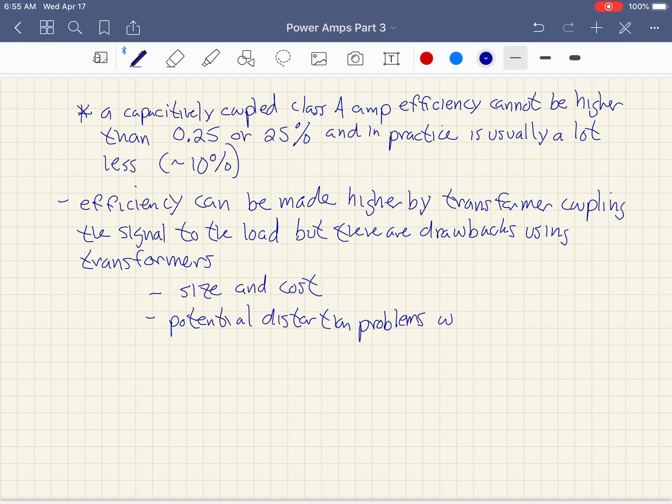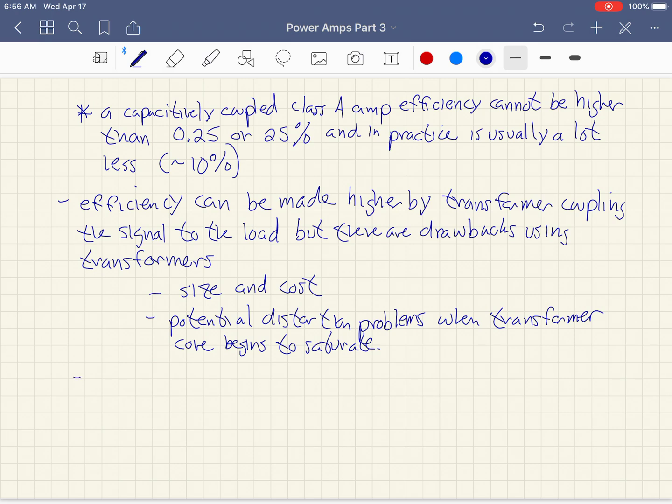That happens when the transformer core begins to saturate. So low efficiency is an issue. In general, the low efficiency of a Class A power amplifier limits their usefulness to small power applications that require only a few watts of load power.